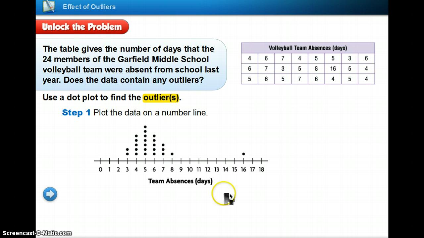And hopefully you notice something strange about the 16. You notice all the other numbers are here, and the 16 is out here. This is what we would call an outlier. It is much greater than the other numbers in the set. Now, if it was a 9, I would say no, but there's a big gap. You notice if we talked about gaps, there's a big gap here between 8 and 16.